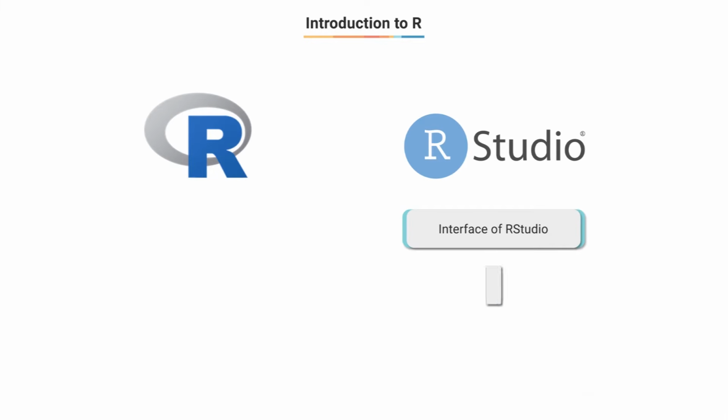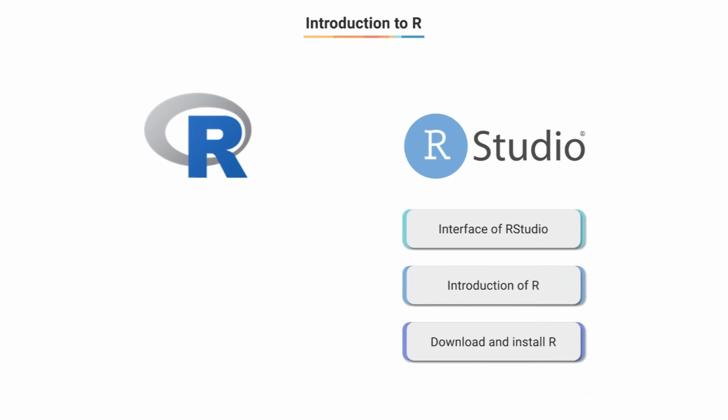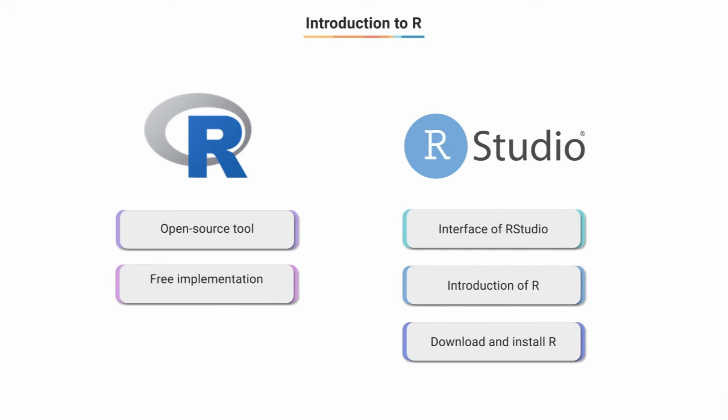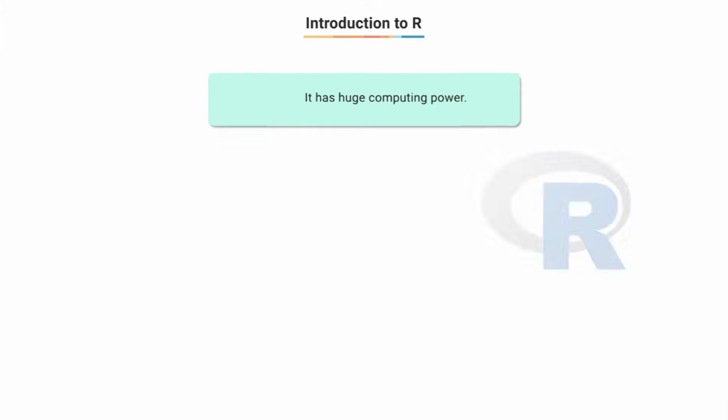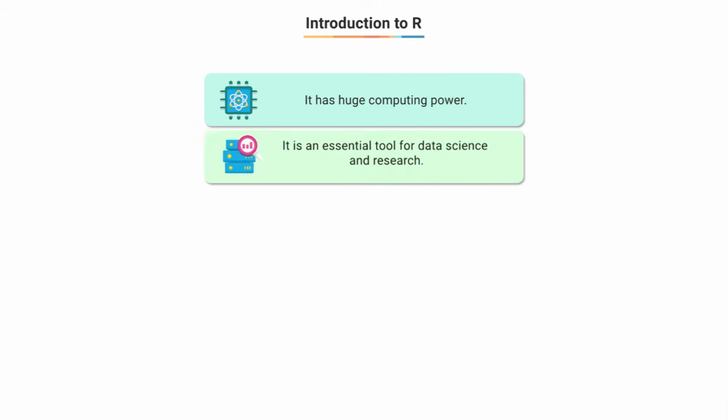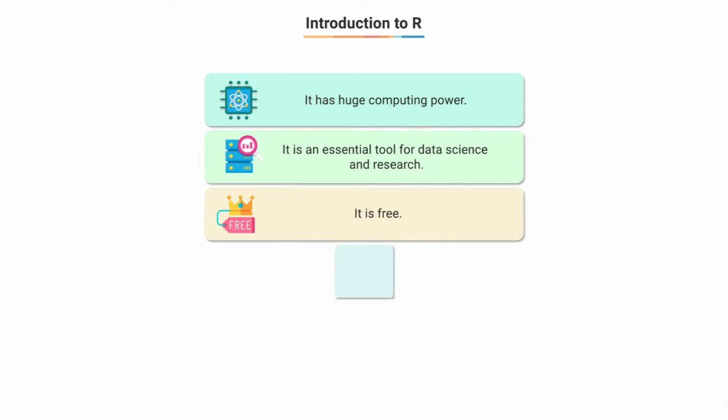So we'll start with an introduction of R and how to download and install it. R is an independent open source tool and offers free implementation. It is an extension of the S language. It has huge computing power. It is an essential tool when it comes to data science and research. A key advantage of the R system is that it is free, it's easily downloadable and installed. And as we'll describe shortly, it is easy to use.